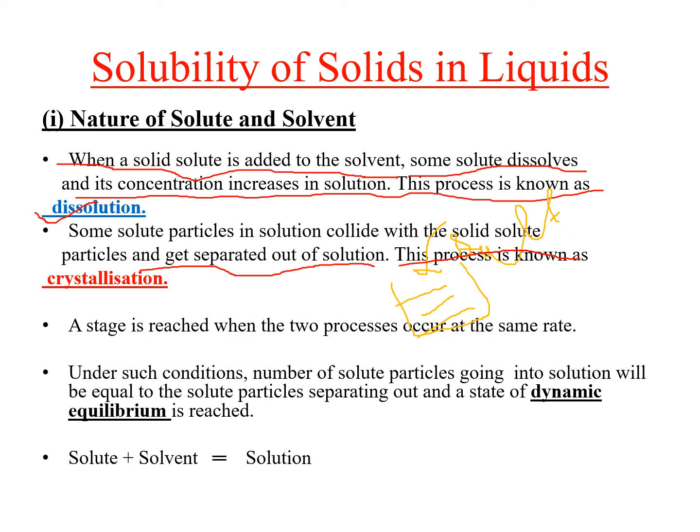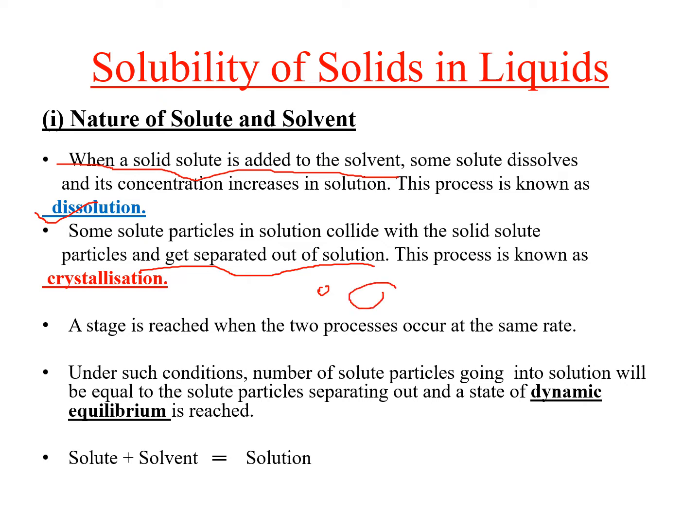Now what is crystallization? After dispersion of solute particles in the solvent, when collision of solute particles takes place, when some solute particles in the solution collide with other solid particles, then they will separate out in the solution. Okay? And that separation process is known as crystallization. Means a crystal gets separated out. This process is known as crystallization.